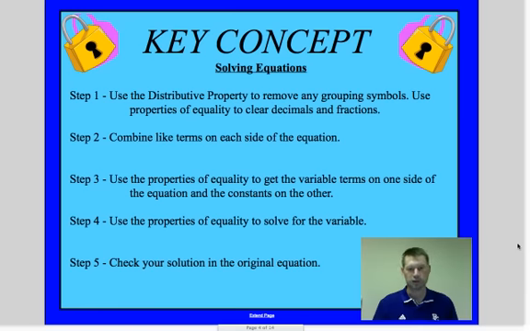Remember, like terms is like m's with m's, x squareds with x squareds, things like that. Step three, use properties of equality to get rid of terms on one side of the equation and get constants on the other. So we want to get the variable terms on one side and the constants to the other side. Constants are just the numbers. Step four, use properties of equality to solve for the variable, and then we always want to check our answer back into the original equation. Again, that's the one that's printed in your book, in your worksheet, or on the test. Never into something you have changed.